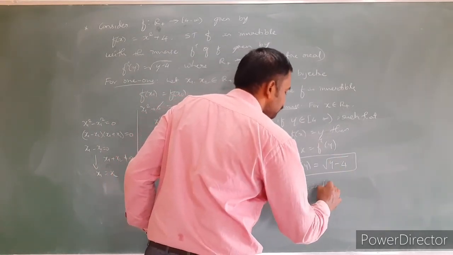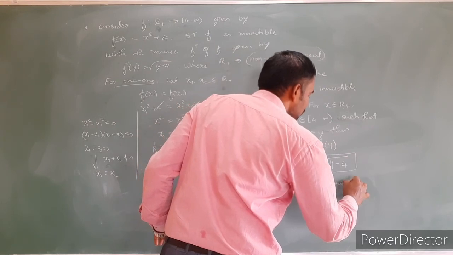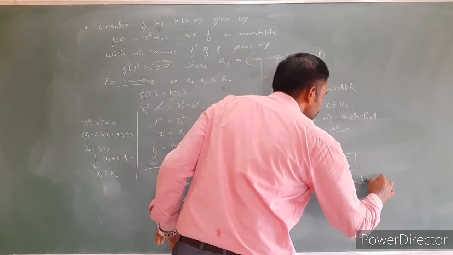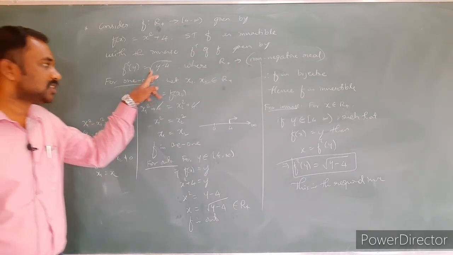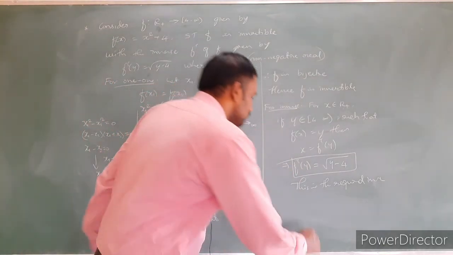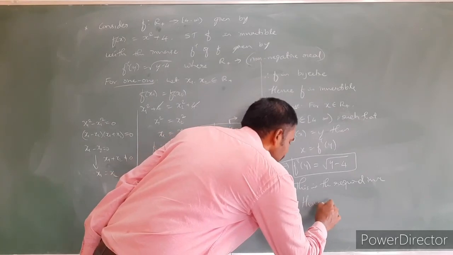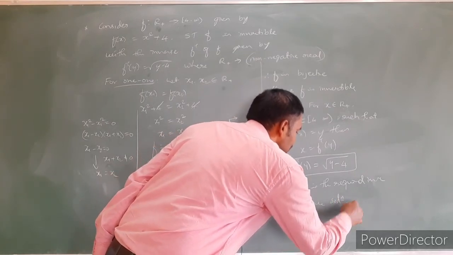This is the required inverse of the function. It is already given that the required inverse of the function is this one, hence we got the solution. So finally you give the conclusion: hence the solution, or hence the proof.